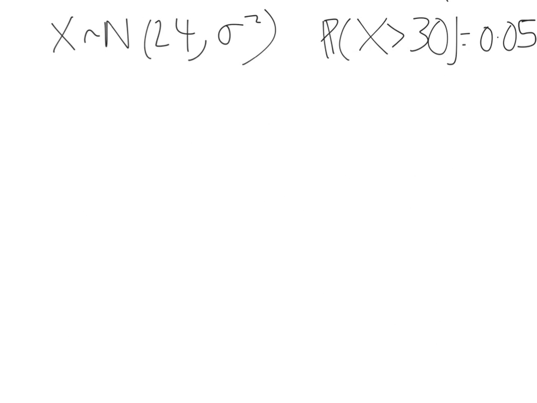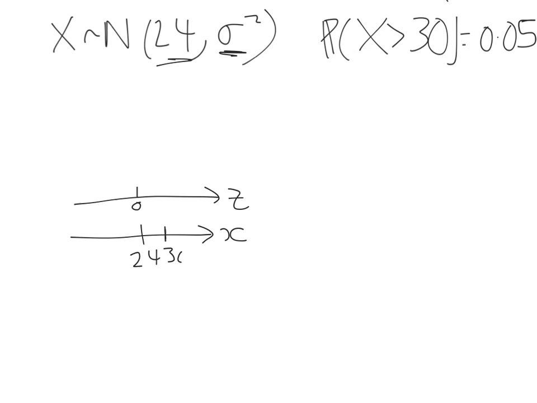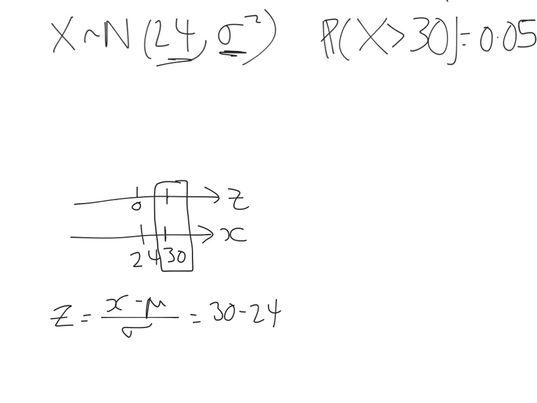In this example, the thing that we don't know is the variance, so we're looking to find sigma squared. So we've got our x-axis and we've got our z-axis above. So our mean here is 24, and so that's equivalent to 0 on our z-axis. And we're talking about the probability that x is bigger than 30, so 30 is there, so we want to find the equivalent bit on our z-axis, and we use our formula, z equals x take away mu over sigma, which is 30 take away 24 over sigma, which is 6 over sigma.